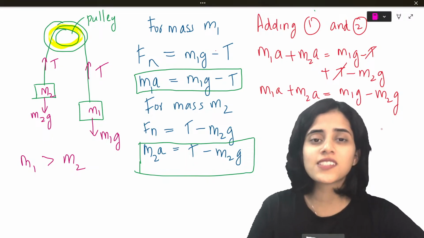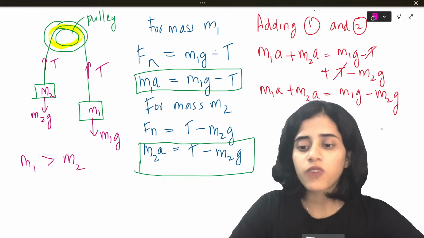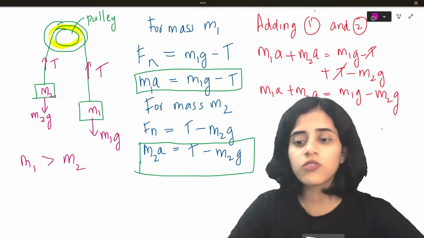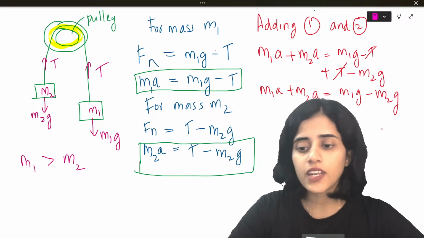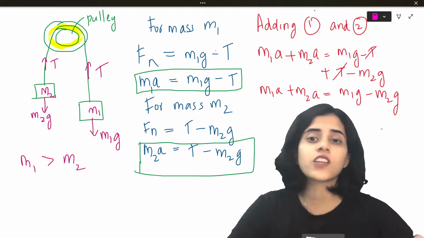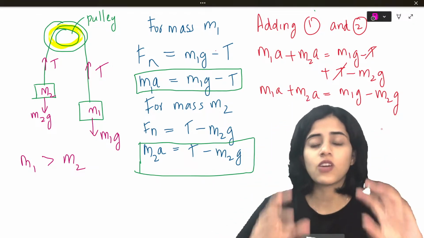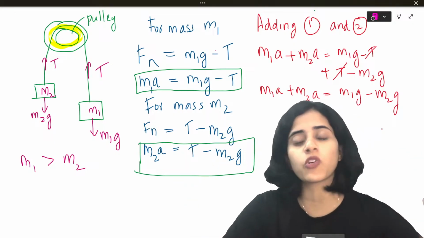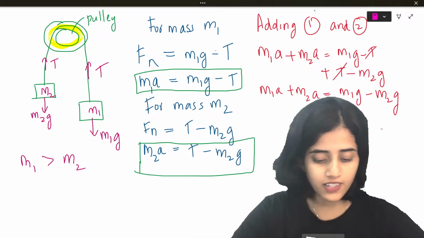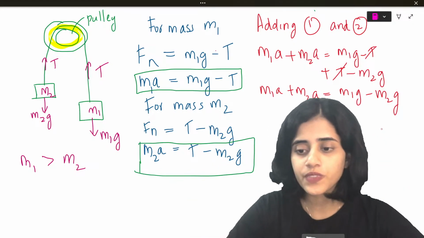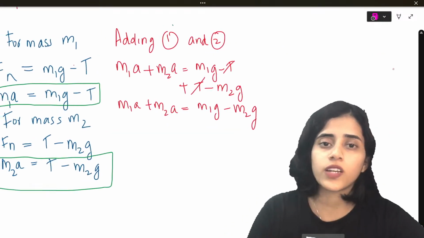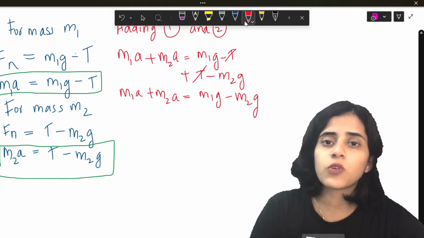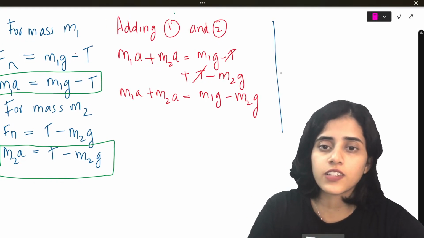Alright? So students, this is a derivation where I'm going to find the tension and acceleration of a two-body system, or a system with two masses. Now, from this equation, I am going to find acceleration. How will I do that?